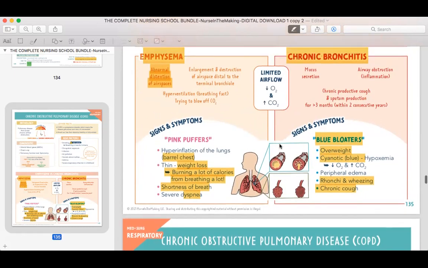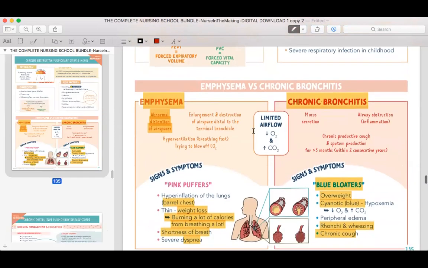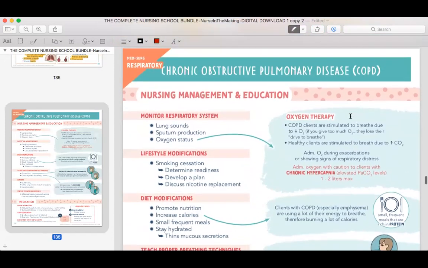The airways are going to be inflamed. You're going to have a productive cough and sputum for more than 3 months or within 2 years consecutively, but definitely make sure to know the highlighted part.